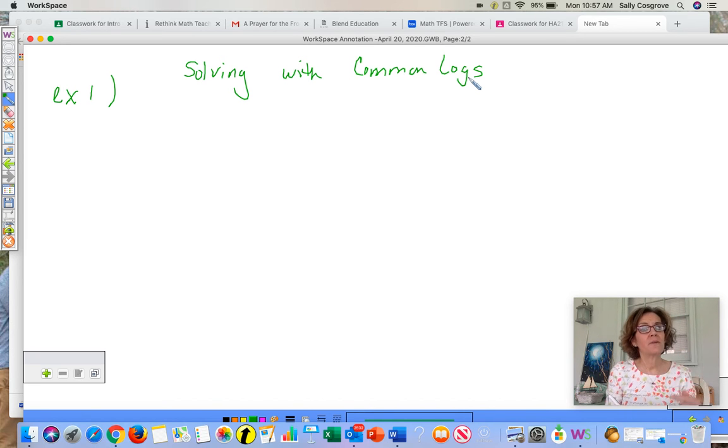Again, what's different? We can use our calculator to take a log in base 10, and the log base won't actually be written in the problem, but everything else will be available. So let's just see. What if we had this? 3 to the x equals 15.